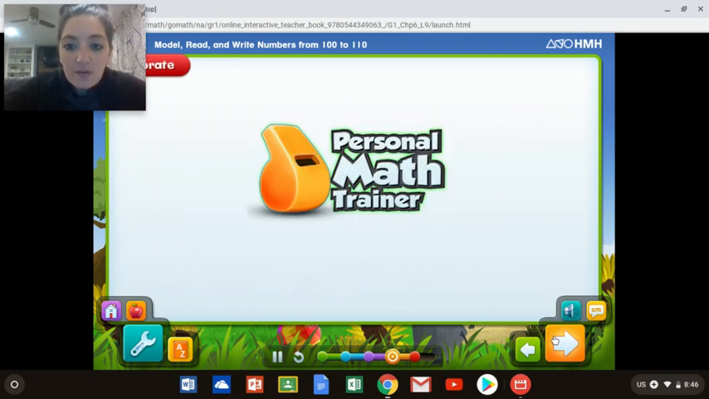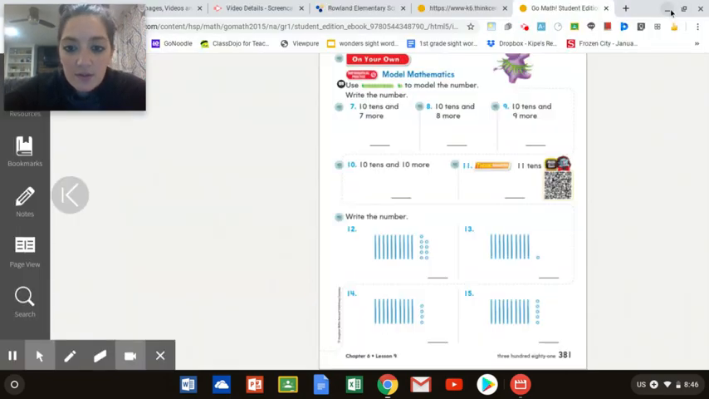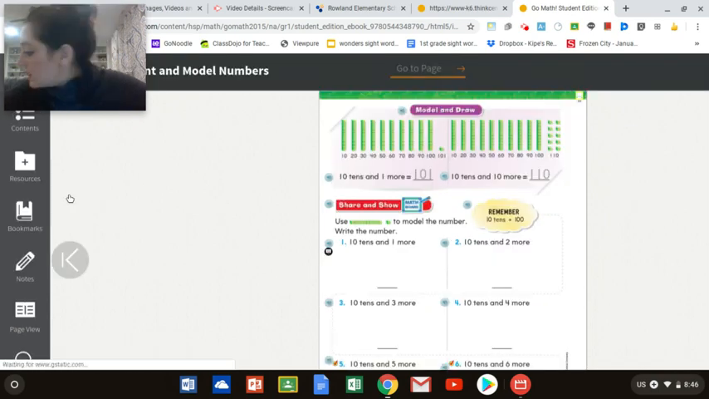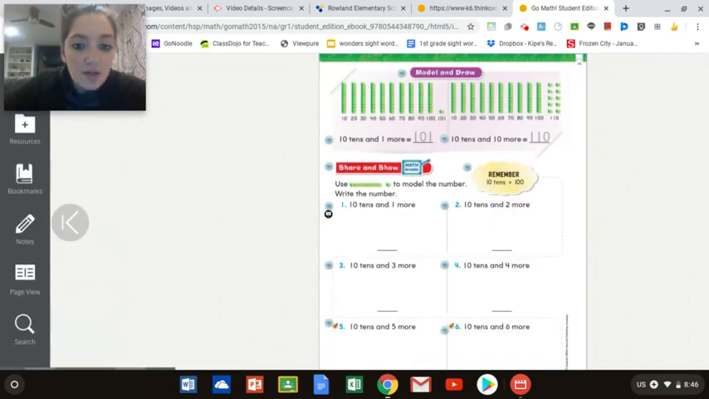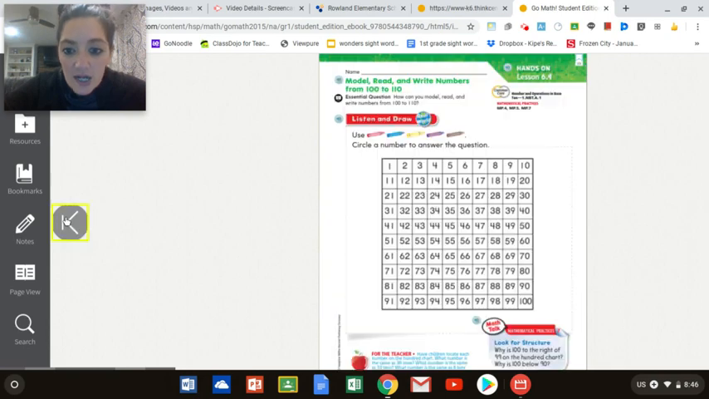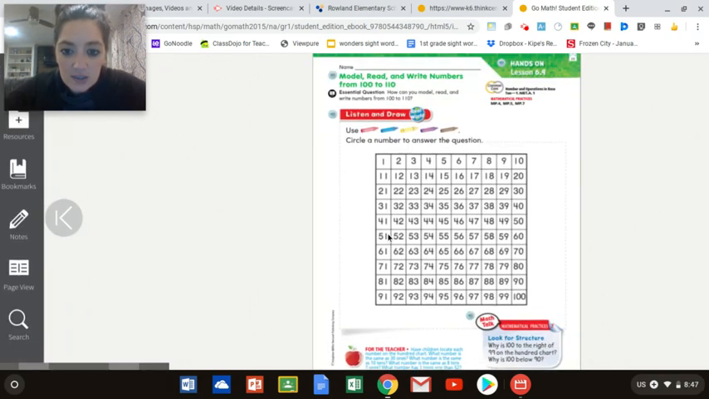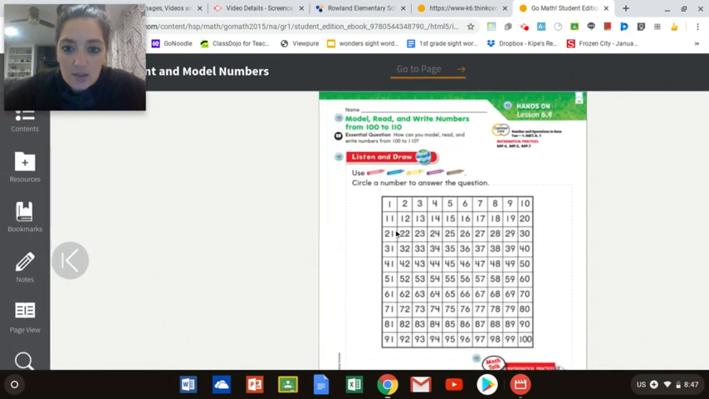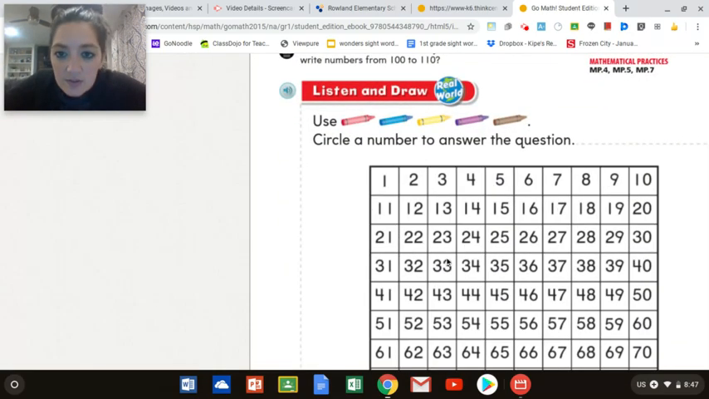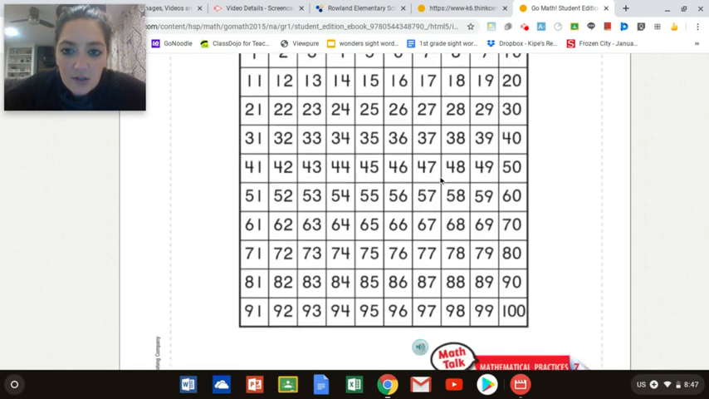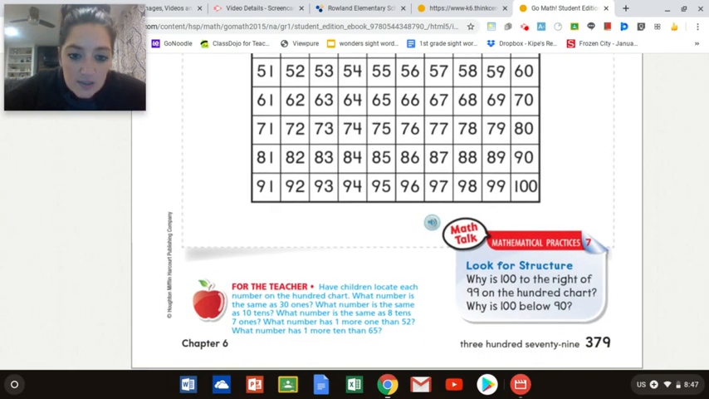Okay, so now go ahead and take out your math book, math trainer, and turn to page 379. So you are going to look at this 100 chart right here. And down here at the bottom, if you could try and follow along right now, but if you miss this, it's okay. Have somebody at home read it to you.